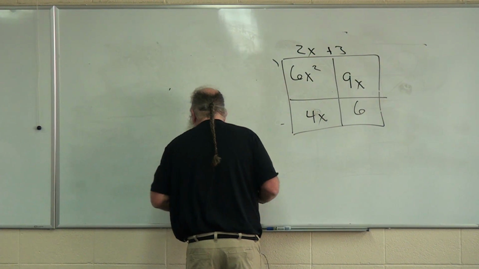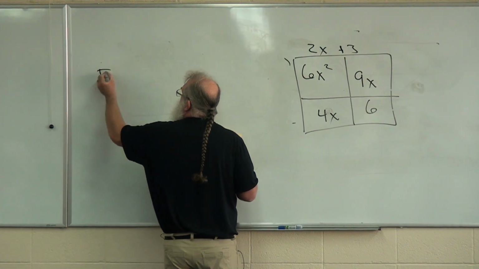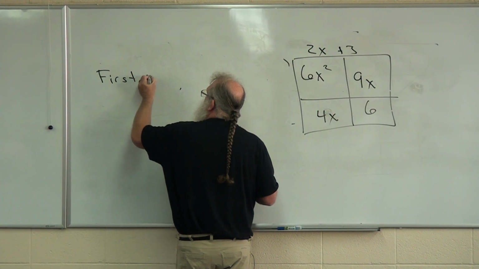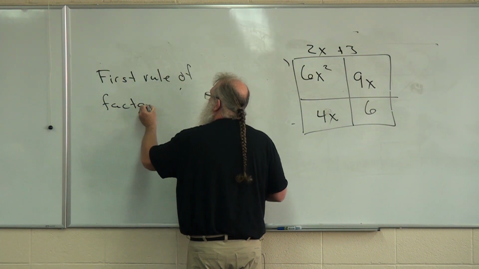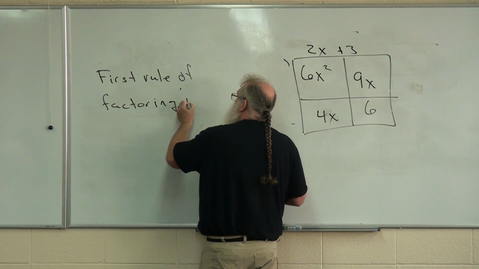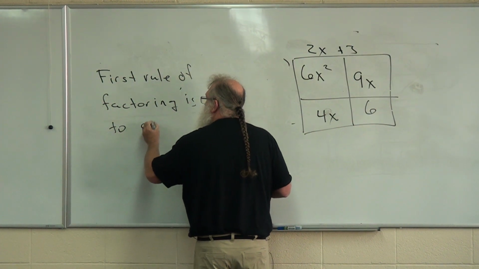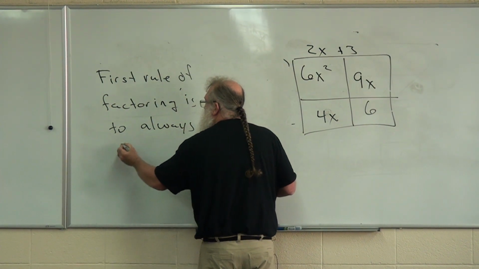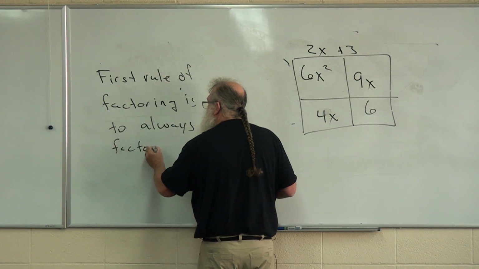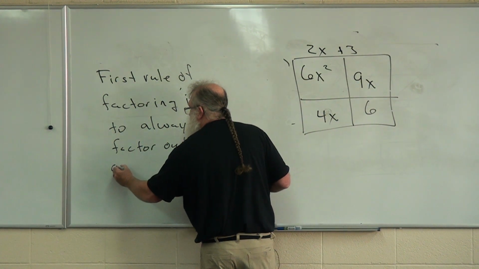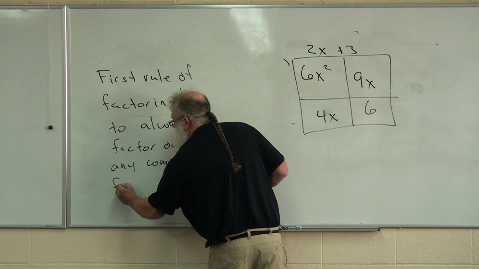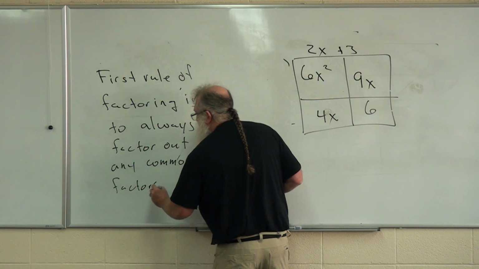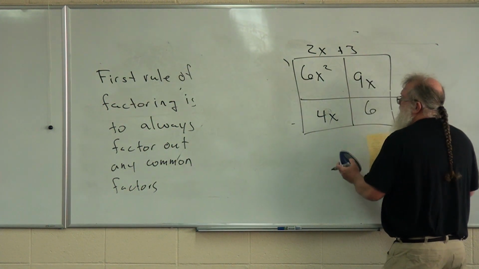Now, the first rule of factoring is to always factor out any common factor. So let's take a look at this one.